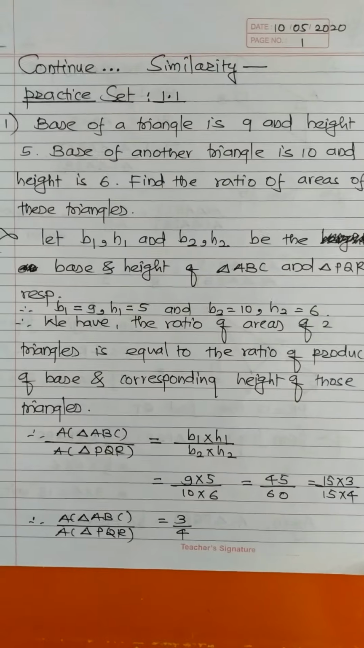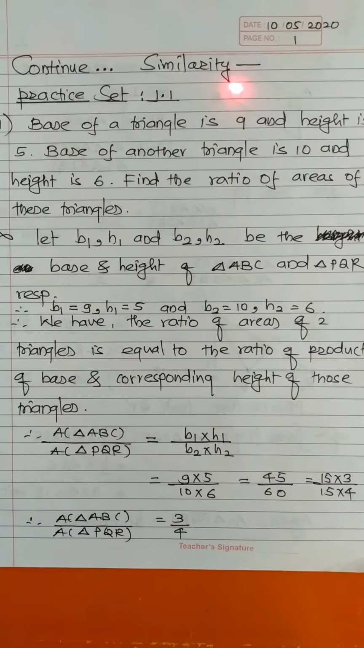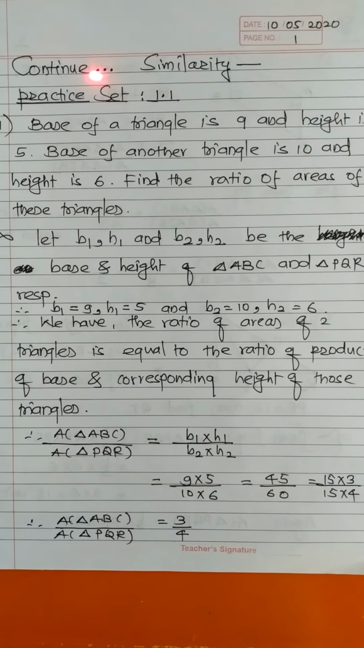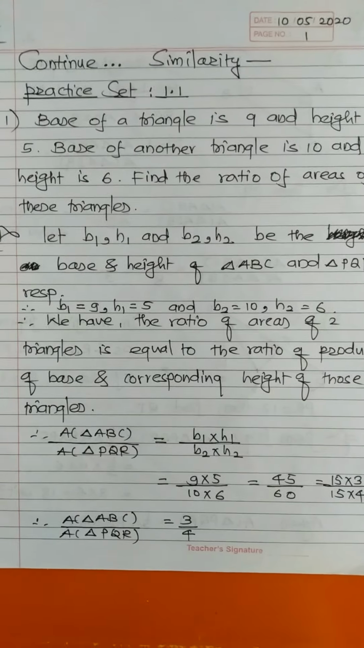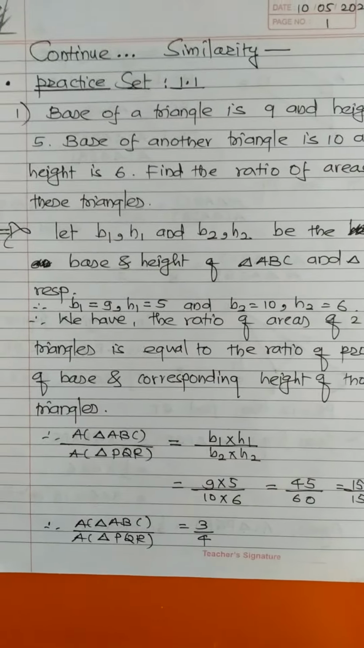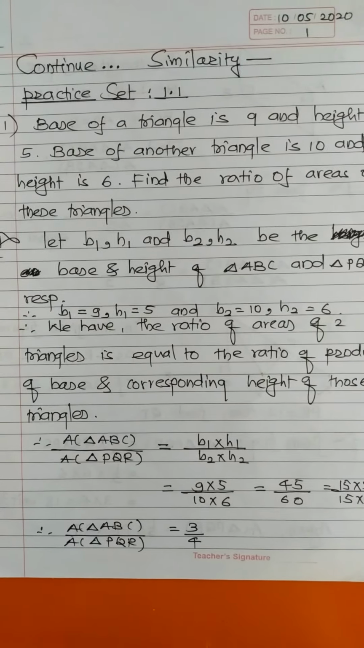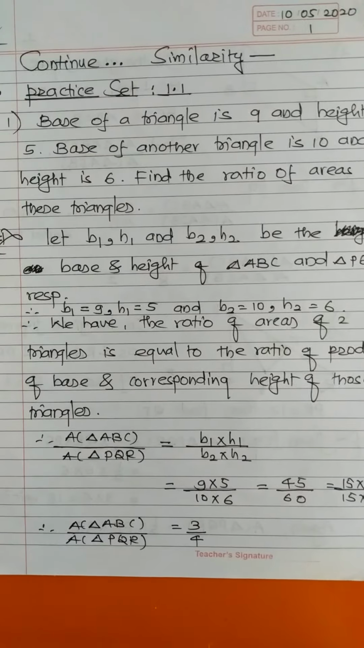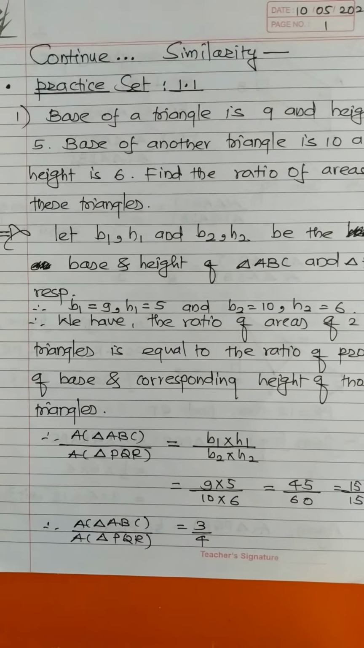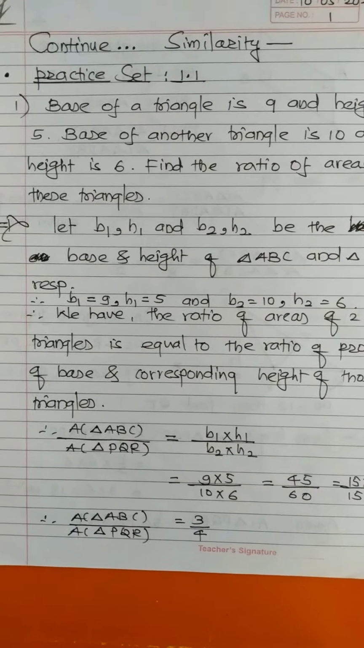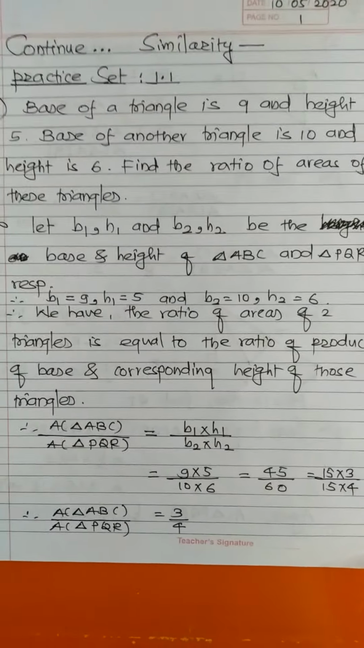Once again, we have to continue the topic similarity. I think you are familiar with the properties related with the ratio of areas of two triangles. Now, three aspects we have already considered with different base and height point of view. That ratio of areas of two triangles is equal to the ratio of product of base and corresponding height.